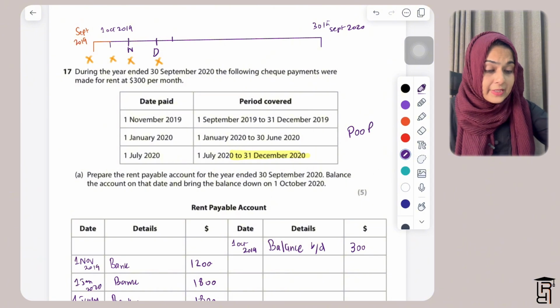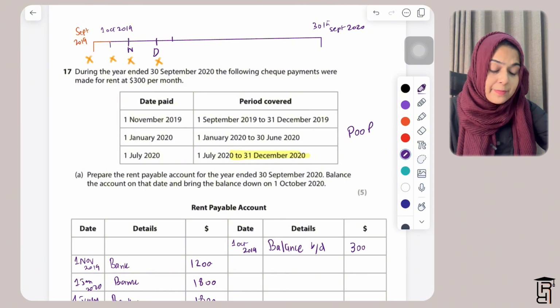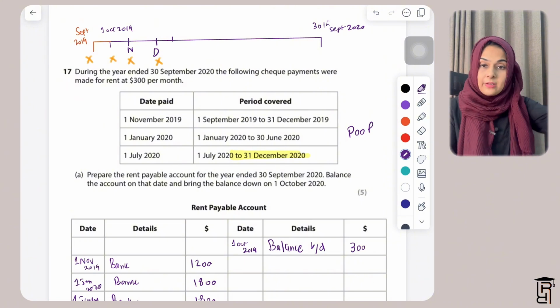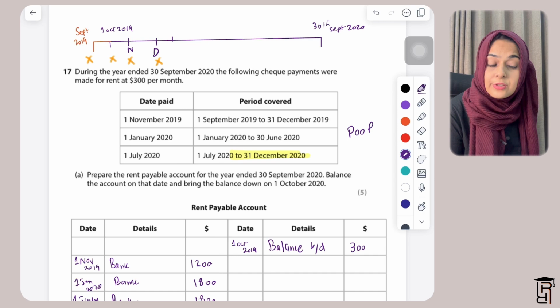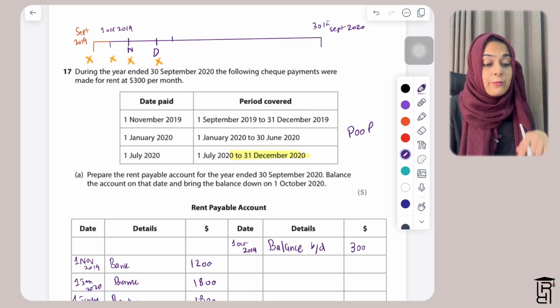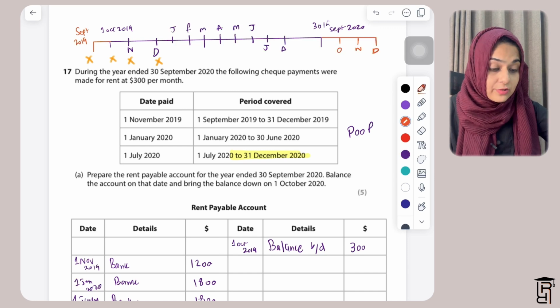For the third payment, again, they have made a payment for July, August, and September, and then extra 3 months they have paid extra for the coming year, that is October, November, and December of the coming year, the next year, that is October 2020 to September 2021. So from that year they have paid 3 months extra.